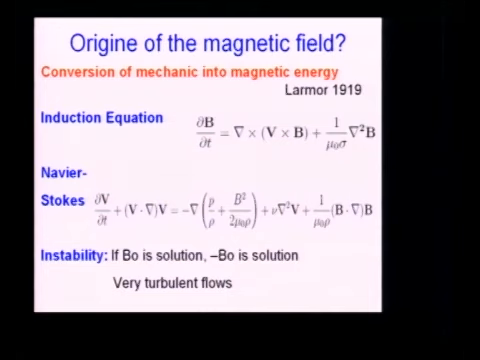If you want to describe this process, you need an equation that describes how the magnetic field evolves. So the evolution of the magnetic field is the competition between two terms.